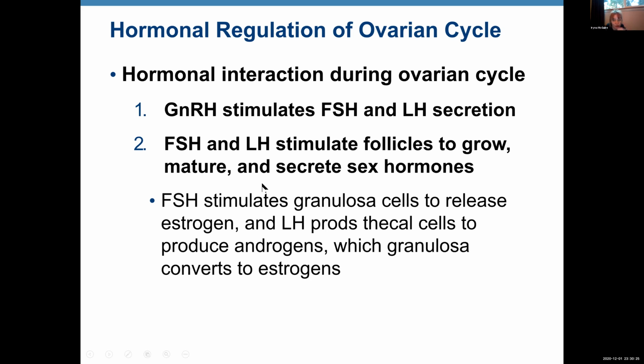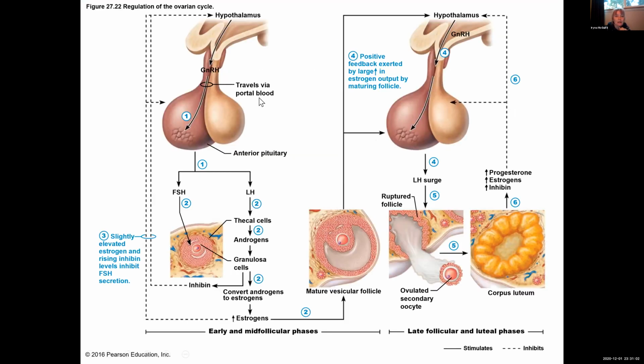So we have two major hormones, the same as we have for the male reproductive system, FSH and LH. FSH stimulates granulosa cells, LH stimulates theca cells, that granulosa cells differentiate into theca cells. So granulosa cells secrete estrogen, theca cells secrete androgen that is converted to estrogen by granulosa cells. So pretty much the follicle secretes what? Estrogen. The follicle secretes estrogen. So here you can see hypothalamus, GnRH, FSH, LH, FSH stimulates the granulosa cells, LH the theca cells, but the overall event is increased level of estrogen.